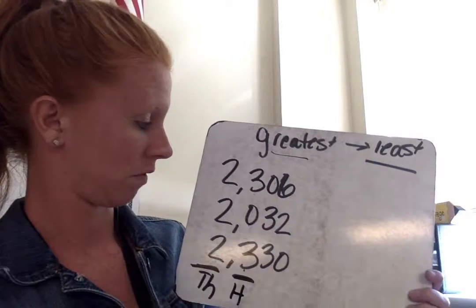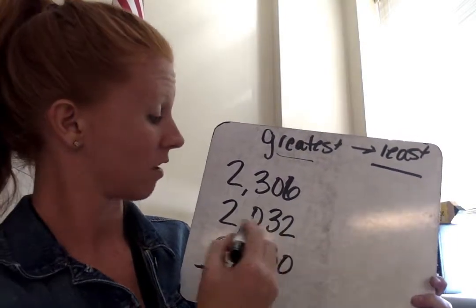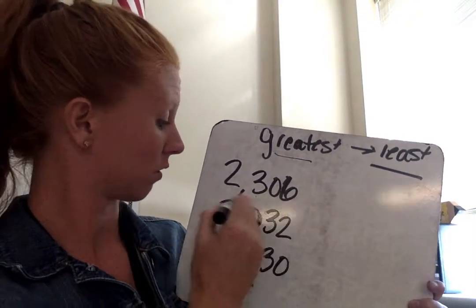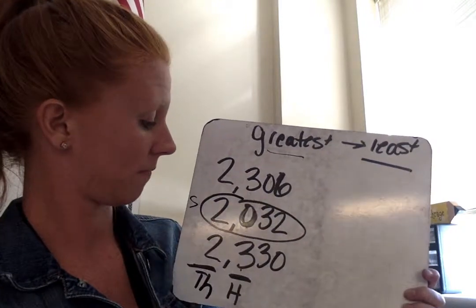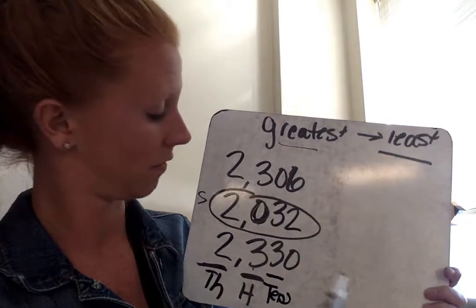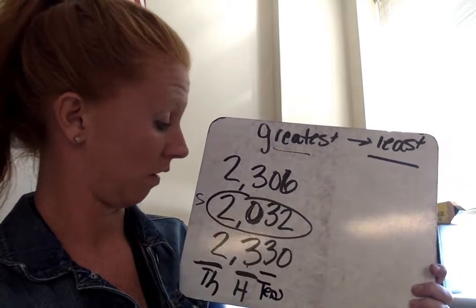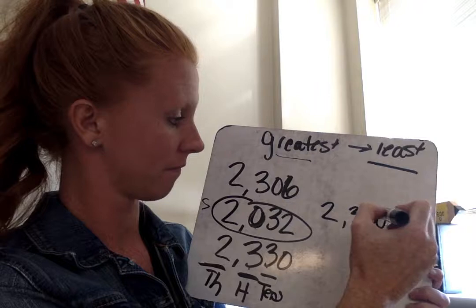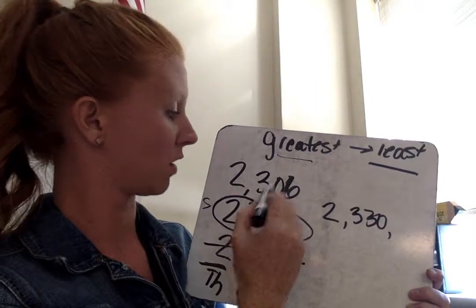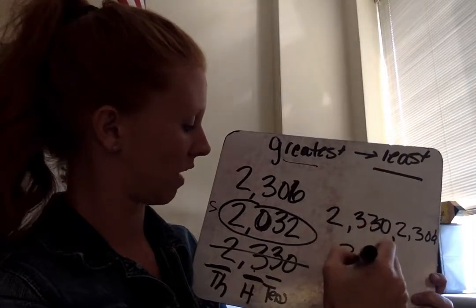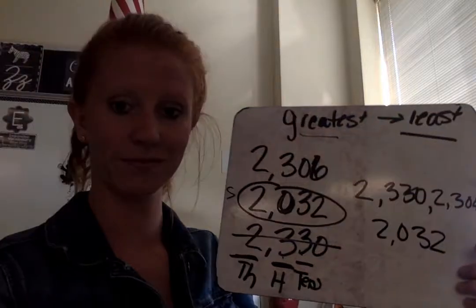3, 0, 3. Well, this tells us our smallest one, right? Because the 0 is not the same as the 3, and it's smaller. So this one, I'm going to circle it, put an S by it. That's going to be my smallest. Now I got to go to my tens to make sure that I can see the greatest. 3 and a 0. Well, my greatest would be 3. 3 is bigger than 0. So I have 2,330. Got that one. I know that one's my smallest. So this one, 2,306 and 2,032. Okay? All right, now you guys get to work on your independent.